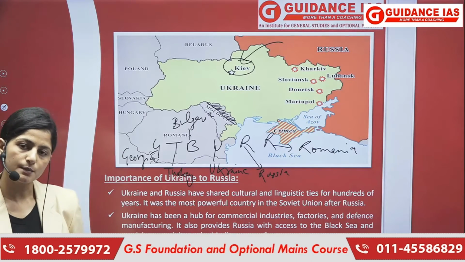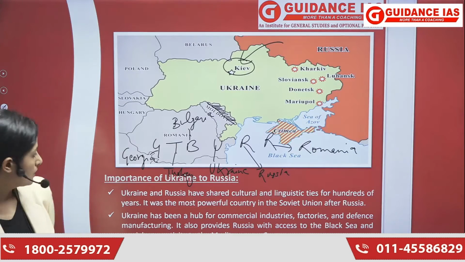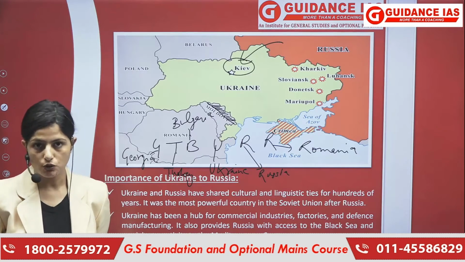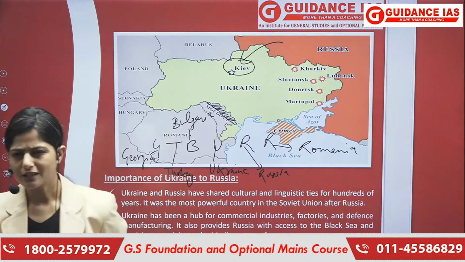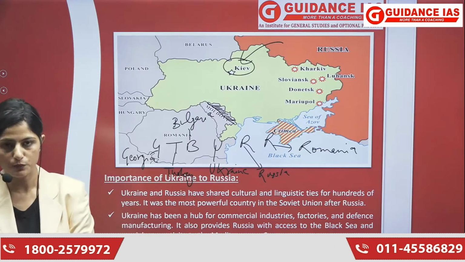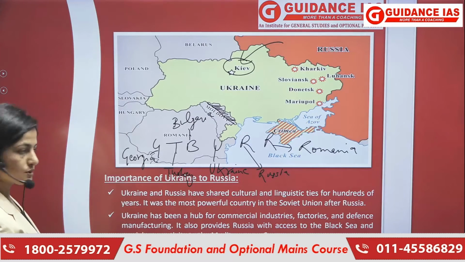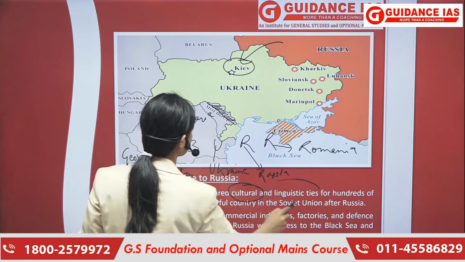Now, what is that particular interest, and why is Russia so interested in Ukraine, or why do they not want Ukraine to join NATO, or to do any kind of trade deals, or for that matter, to go with the European Union? It has reasons for it. The first one is they share cultural and linguistic ties.